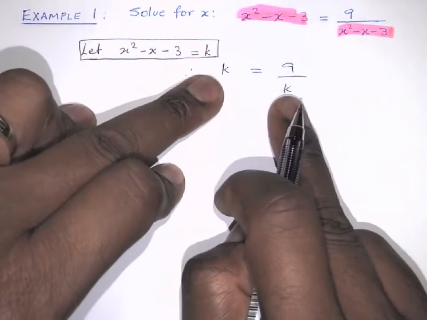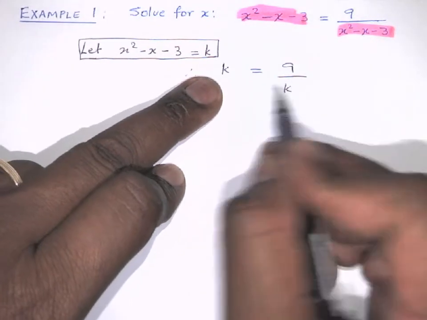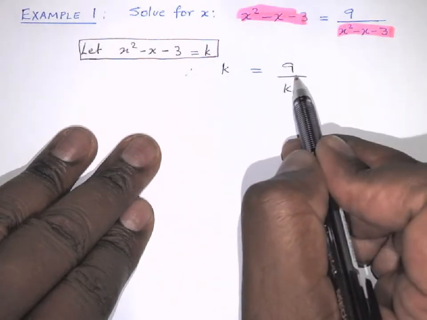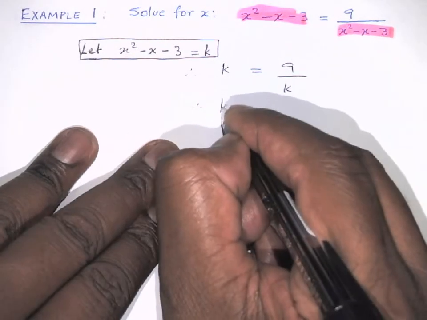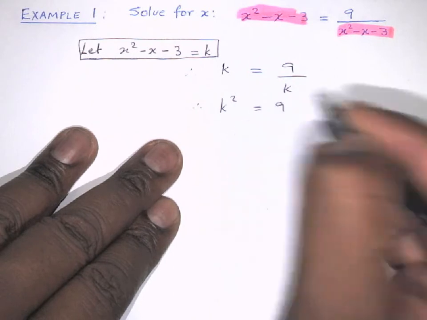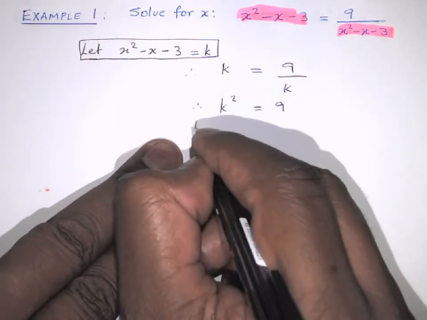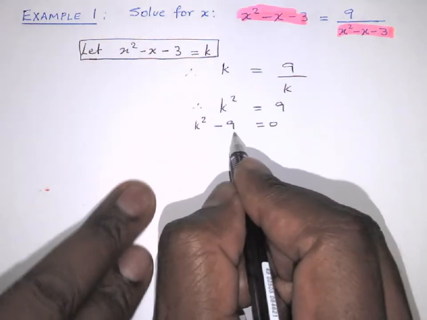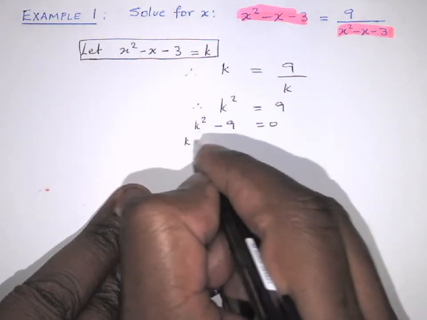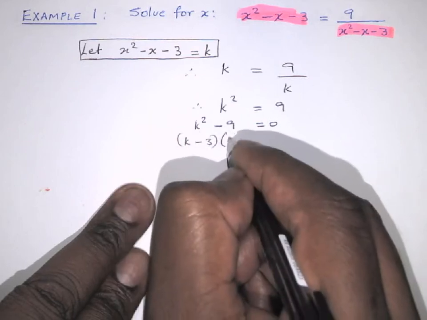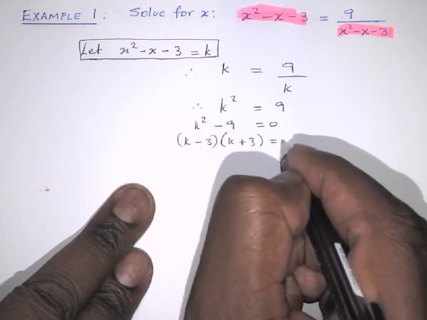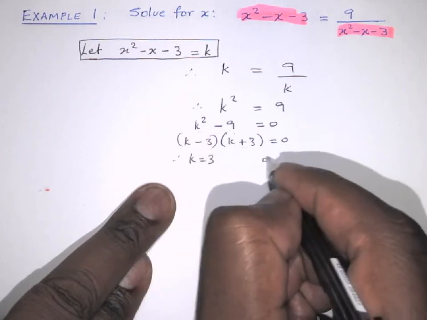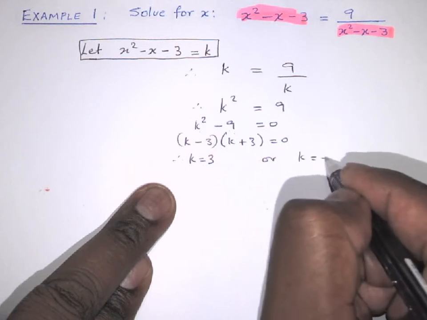Now this looks simple, because now I can find the LCD. The LCD is k. I can multiply both sides by k, so k squared equals 9. Now we take 9 across, and I get k squared minus 9 equals 0. I can factorize this because it's a difference of two squares, so k minus 3 and k plus 3 is equal to 0. So we can see that k is equal to 3, or k is equal to minus 3.